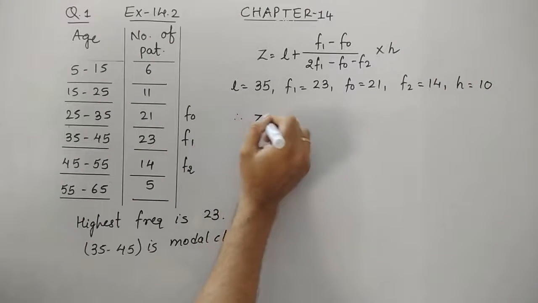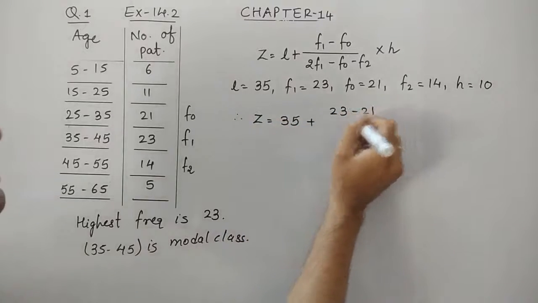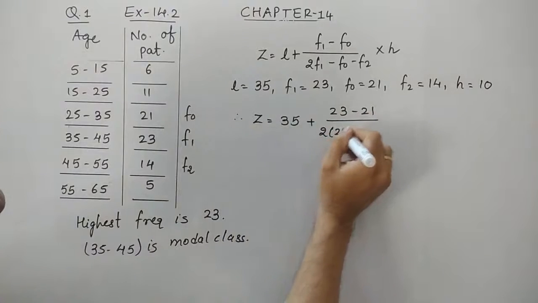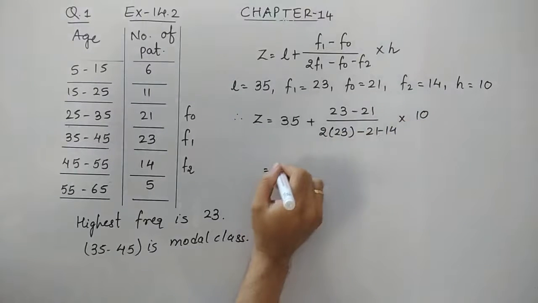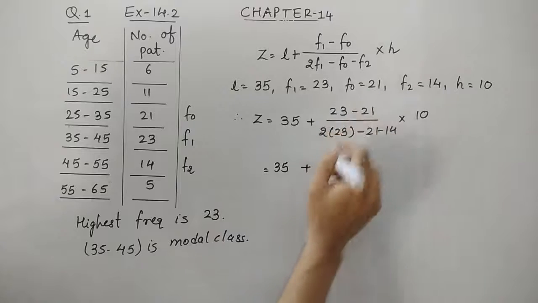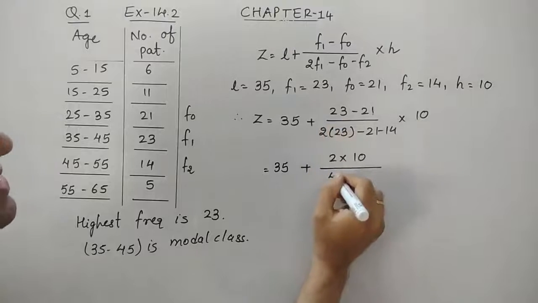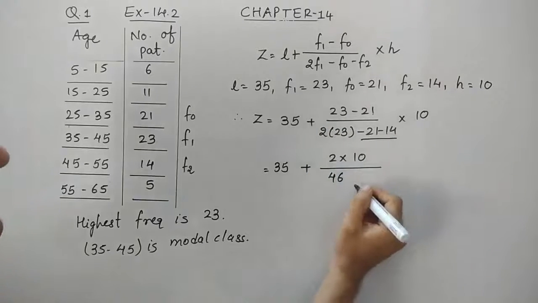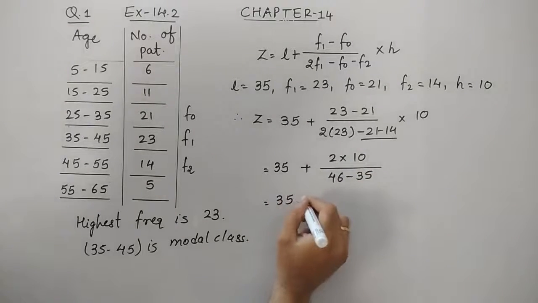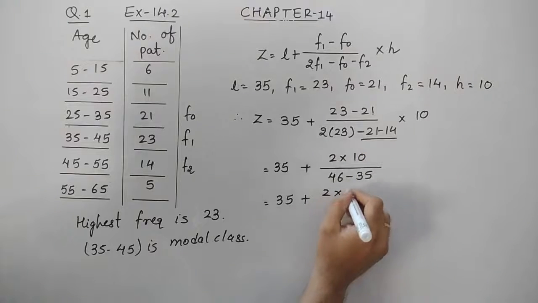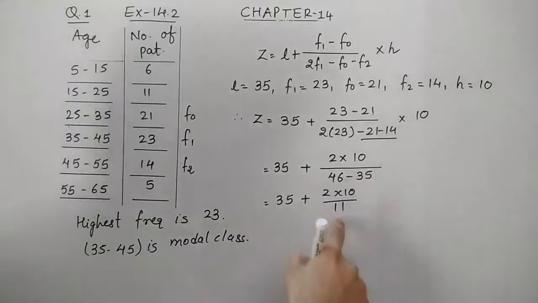Substitute these values into the formula. So it is 35 plus (F1 minus F0) upon (2F1 minus F0 minus F2), into H. Keep it as it is: 35 plus, the subtraction of these two is 2, and 10 goes in the numerator. The product is 20. In the denominator, these two are like terms and are negative, so they should be added: 46. Further simplify, the subtraction gives 11. So it is 20 upon 11.